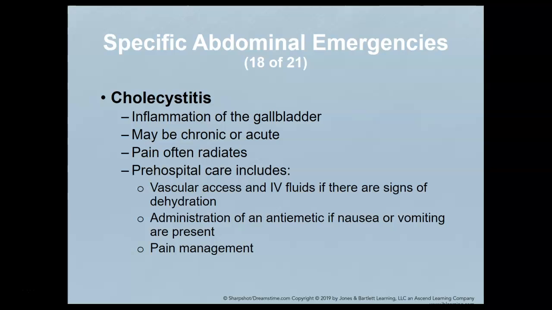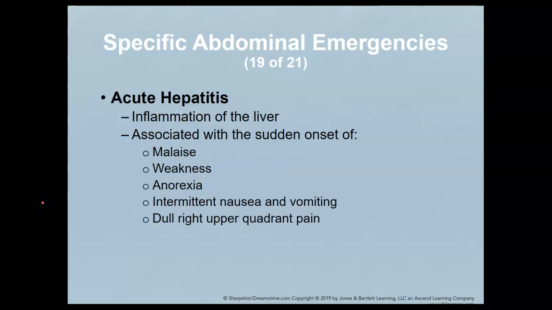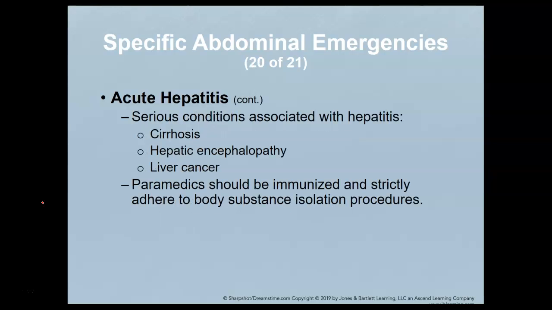Acute hepatitis. You see this sometimes as inflammation of the liver. You'll see this sudden onset of malaise, weakness, anorexia, intermittent nausea, vomiting, dull right upper quadrant pain happens with this. You can see this develop into cirrhosis or hepatic encephalopathy, which is going to be altered mentation as a result of something going on in the liver, and liver cancer. You guys should all have hepatitis immunizations, and you should do good BSI protocols.